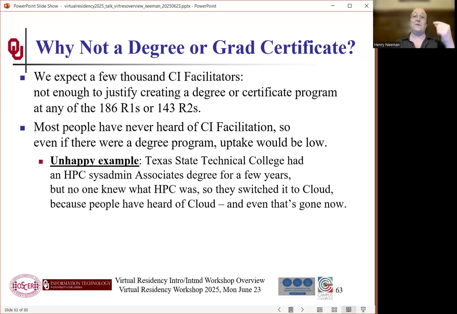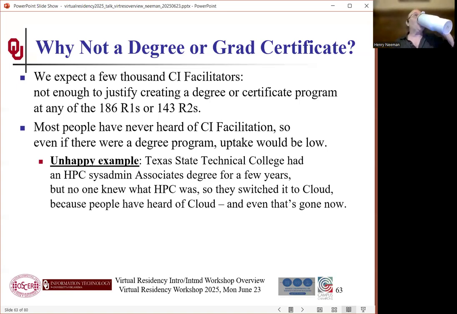It's specifically CI professions, and in this case, CI facilitator profession. We expect there to be a few thousand CI facilitators. I mean, at the high end, maybe several thousand. That is not enough to justify creating a degree or a certificate program, and so far, nobody has tried.